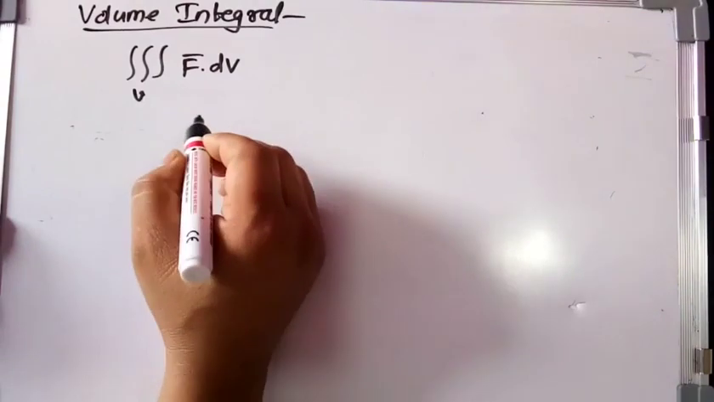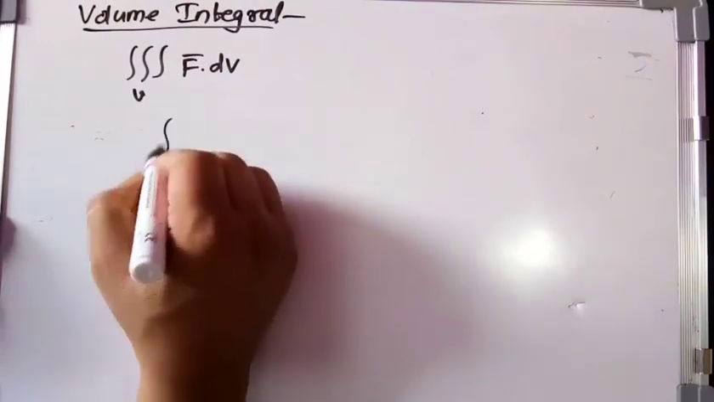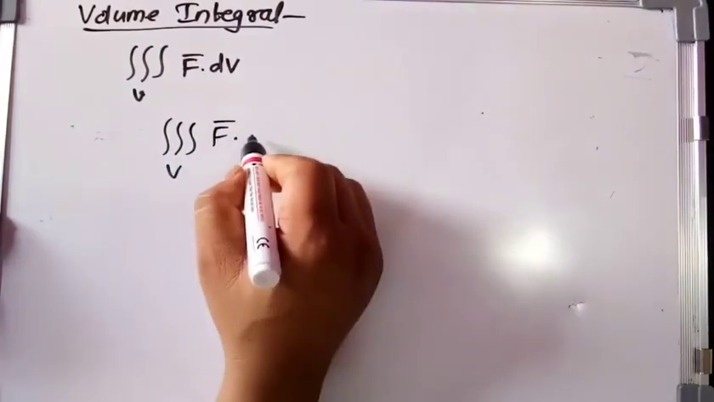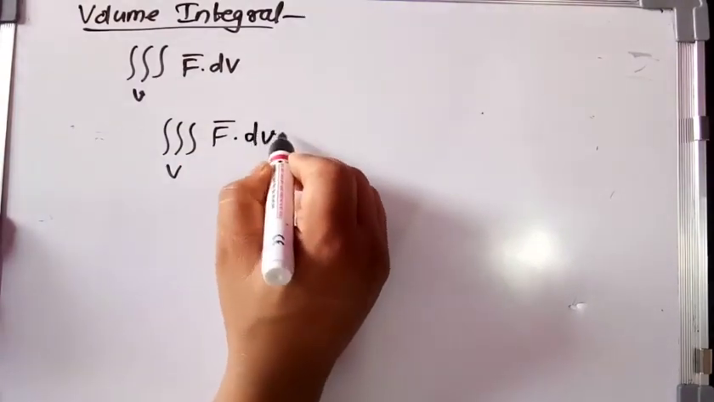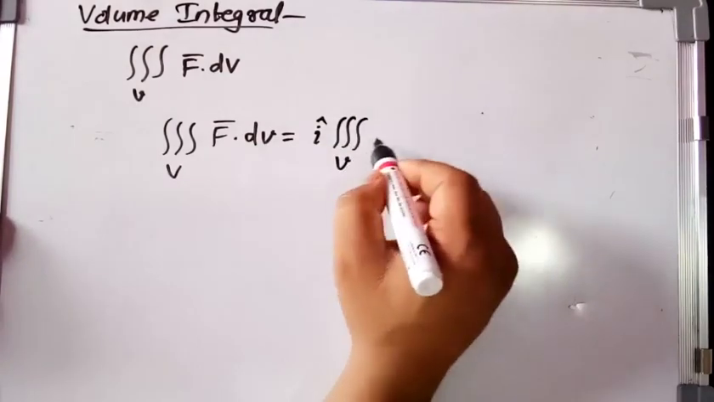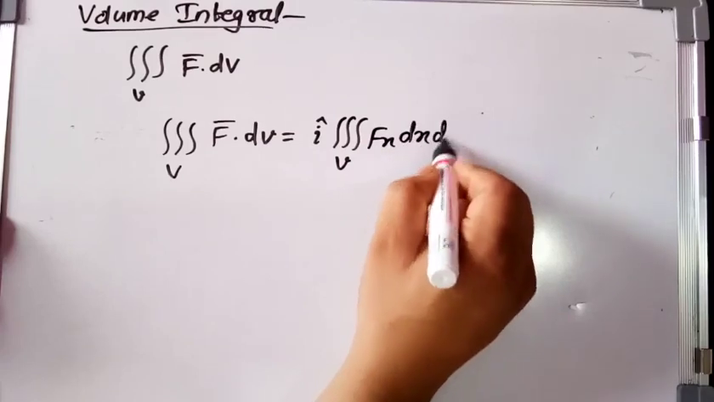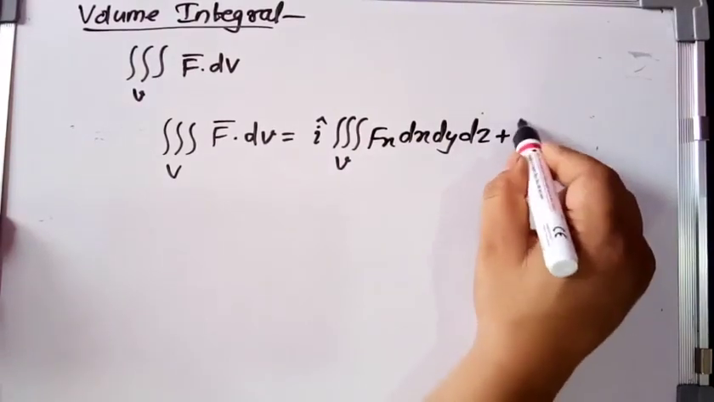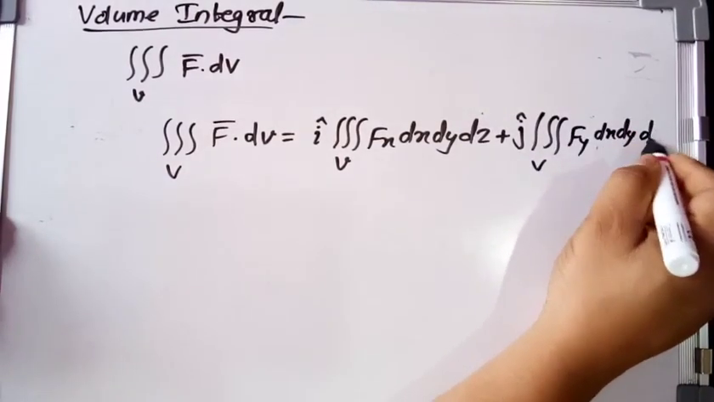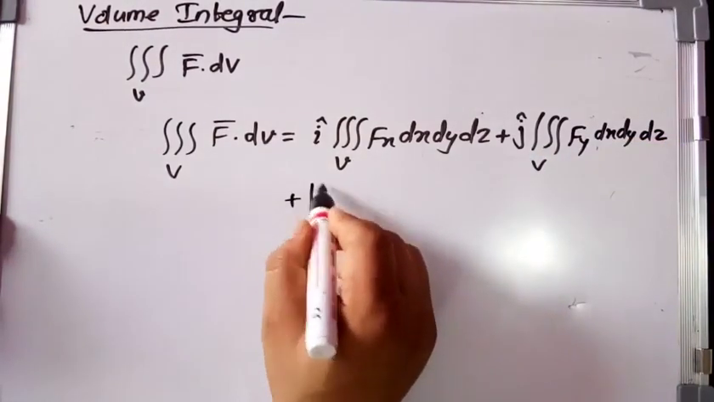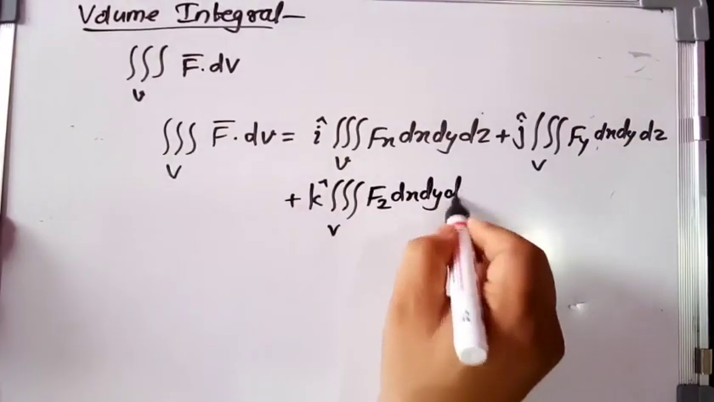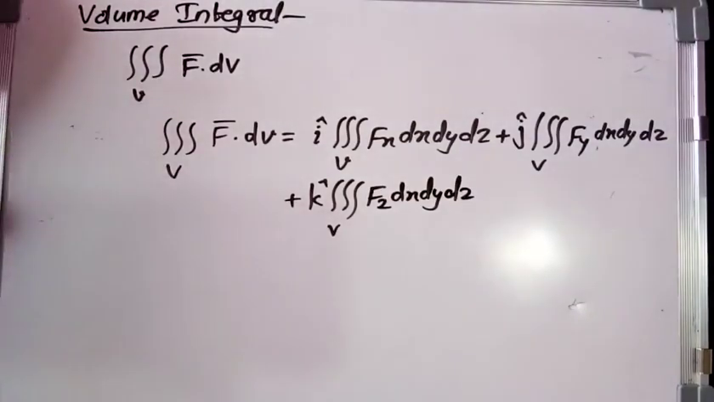In terms of the Cartesian coordinate system, we can write a volume integral as the integration over V of f bar dv equal to i cap triple integral over V of fx dx dy dz plus j cap triple integration over V of fy dx dy dz plus k cap triple integration over V of fz dx dy dz. This is volume integral.